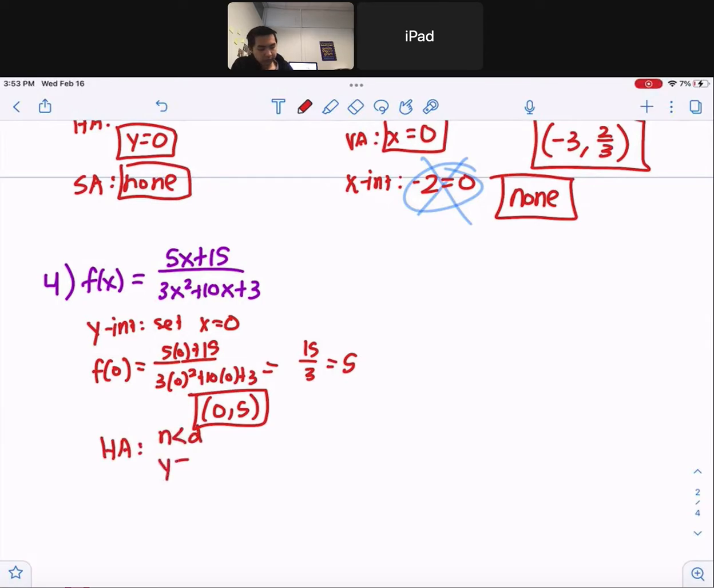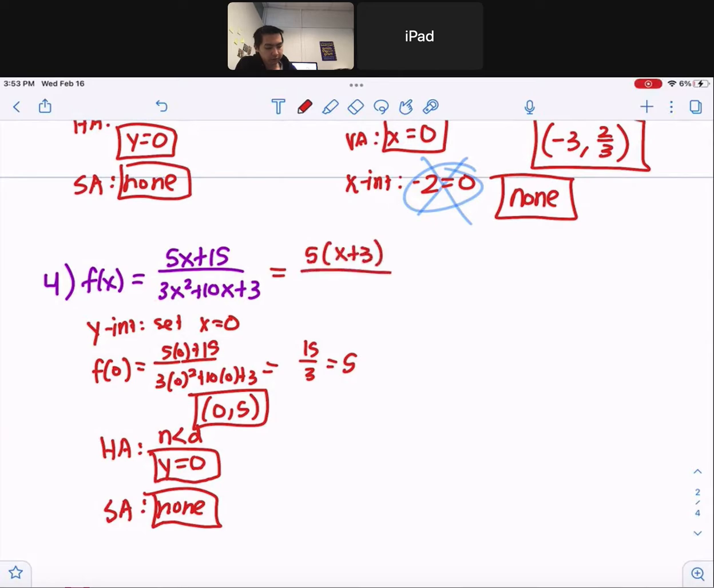So y equals 0 for horizontal asymptote. Slant asymptote, that's a none. Half time, factor the top. You can factor out a 5, you guys, to get 5 times x plus 3.